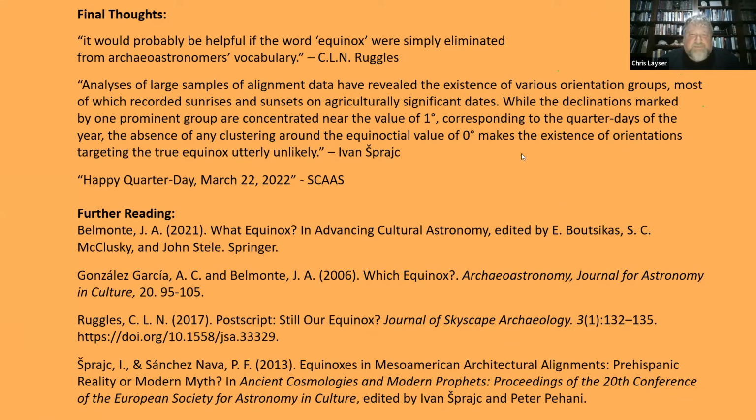A couple other good papers that are in a similar vein, if anybody's interested, is Belmonte's What Equinox that came out recently in the Advancing Cultural Astronomy edition. A paper he jointly wrote with Gonzalez Garcia called Which Equinox? Ruggles' recap after the journal's Skyscape Archaeology reprinted the article we discussed tonight, Is It Still Our Equinox, and then Sprock and Sanchez Nava's earlier work that this would build on, Equinoxes in Mesoamerican Architectural Alignments: Reality or Modern Myth.